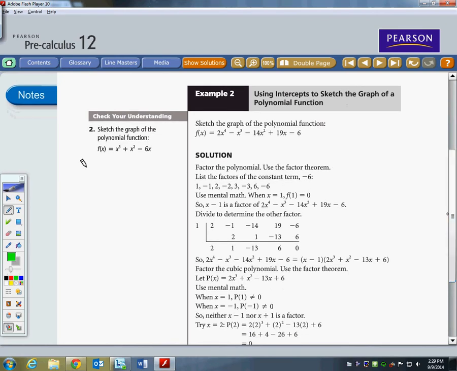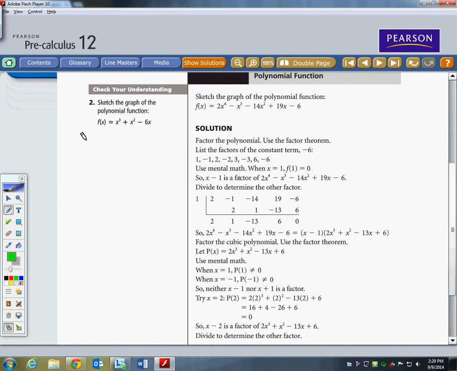This example number 2 says using intercepts to sketch the graph of a polynomial function. So we did look at the last one and looked at the y-intercept. So the first piece we have here is minus 6. So we know that the y-intercept is going to be at negative 6. But then if we factor this, then we should be able to find all the x-intercepts and finding the zeros or the x-intercepts. So really it's about what we've learned earlier this chapter, which is factoring the polynomial.